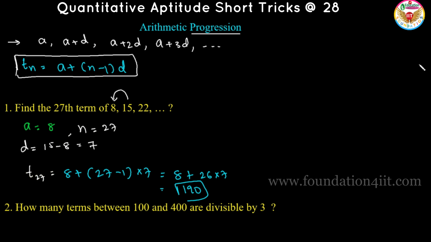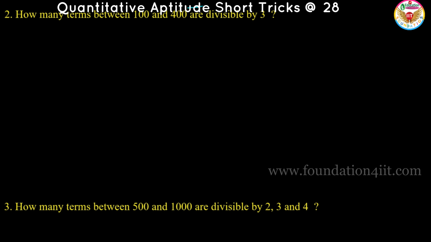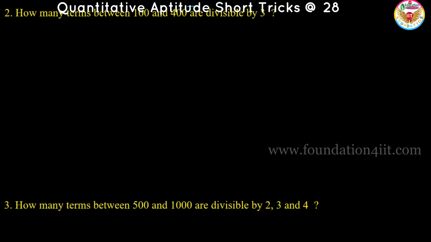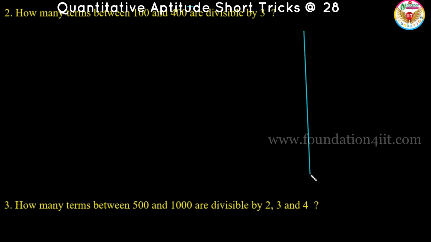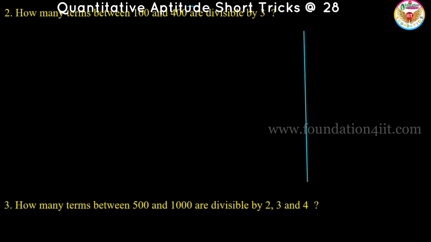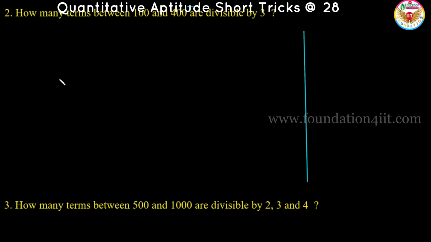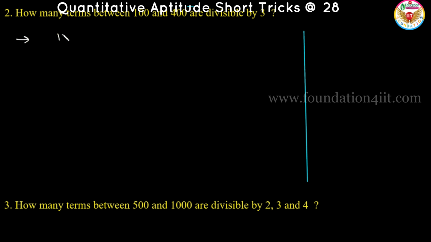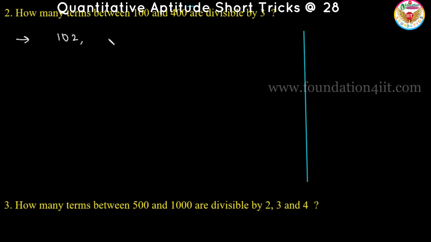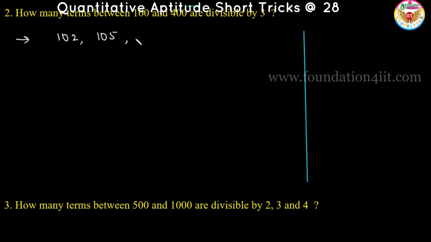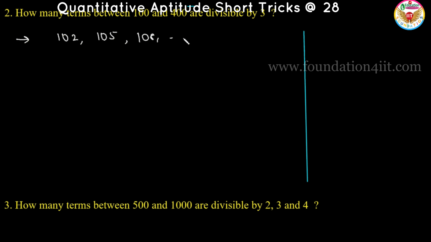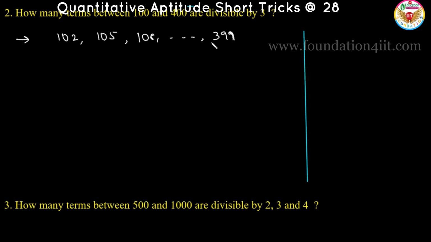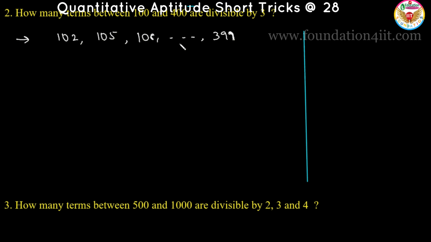Now let me show you some questions with short techniques. Observe this problem: how many terms between 100 and 400 are divisible by 3? Before the short technique, let me show you the normal pattern. 102 is the first number after 100 in the 3 table, then 105, 108, and so on. 400 is not divisible, so the previous one is 399, and you have to find out how many terms there are in total.